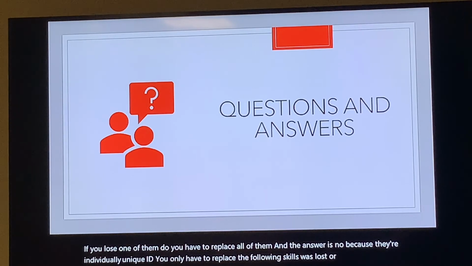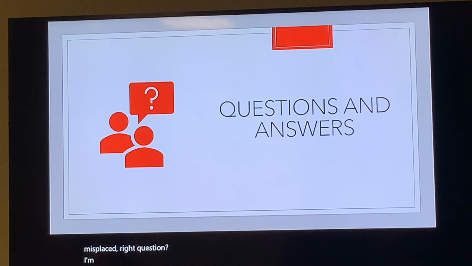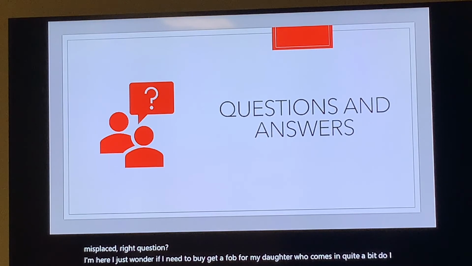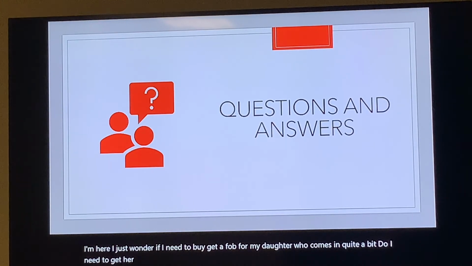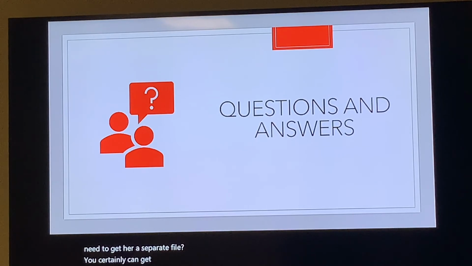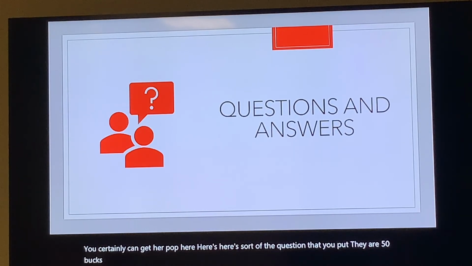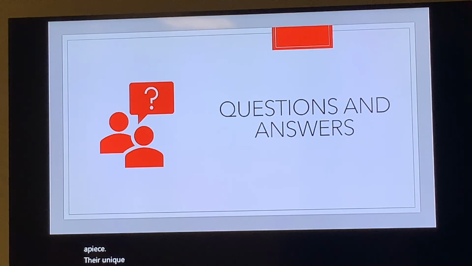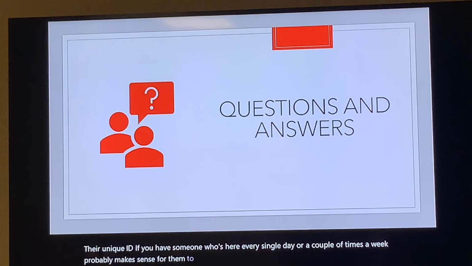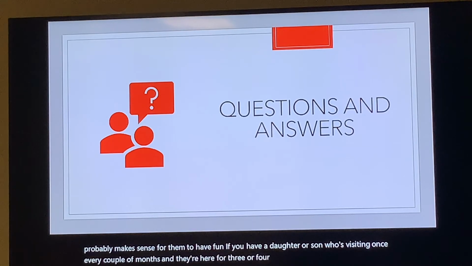Great question. I just wonder if I need to get a fob for my daughter who comes in quite a bit. Do I need to get her a separate fob? You certainly can get her a fob. They are $50 a piece. They're a unique ID. If you have someone who's here every single day or a couple of times a week, probably makes sense for them to have a fob. If you have a daughter or son who's visiting once every couple of months and they're here for 3 or 4 days, they're much better off to just use the guest fob.